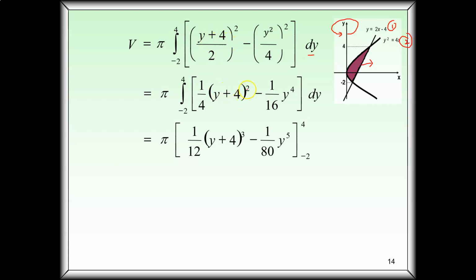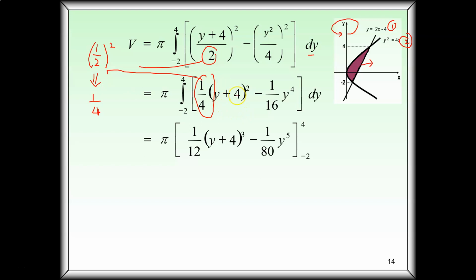Dekat sini y plus 4 square. Ni 2 ni kan? Dekat sini ni. Ni actually adalah 1 over 2. Bila dia bawa keluarkan sekali dengan yang square ni, that's why dia become 1 over 2 square. That's why lah dia jadi 1 over 4 dekat sini. Dia akan jadi macam ni. 1 over 4.